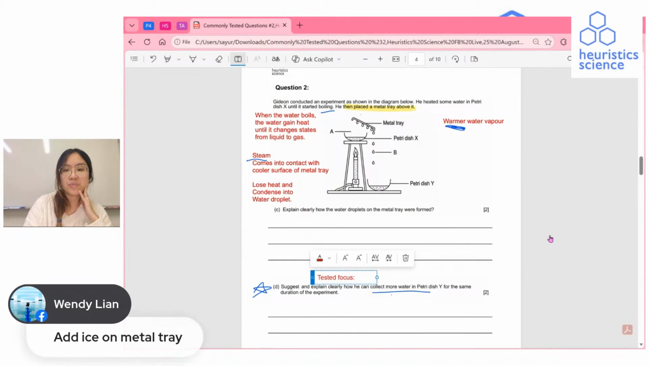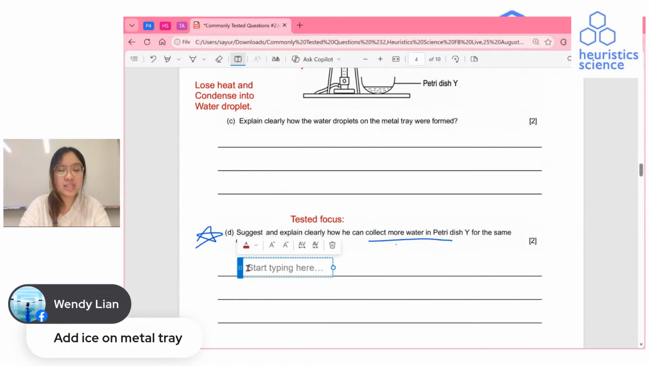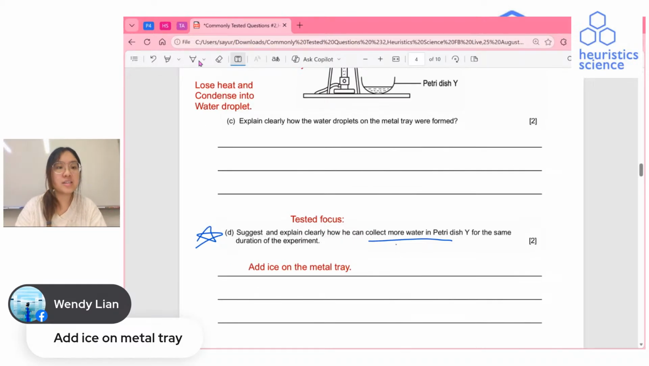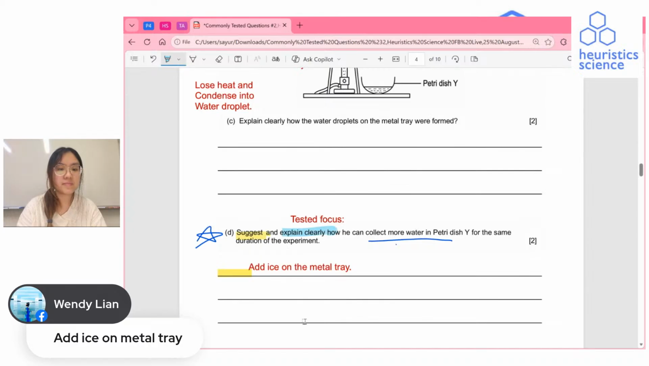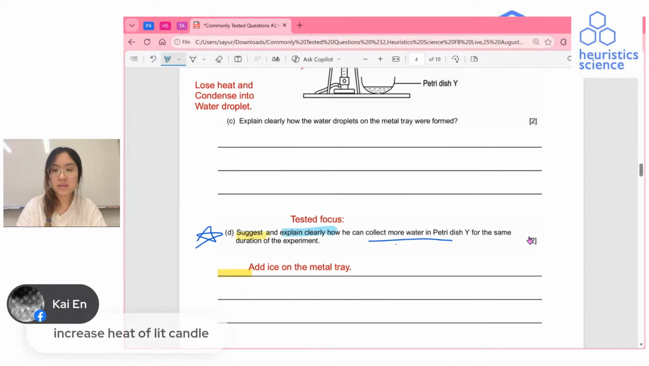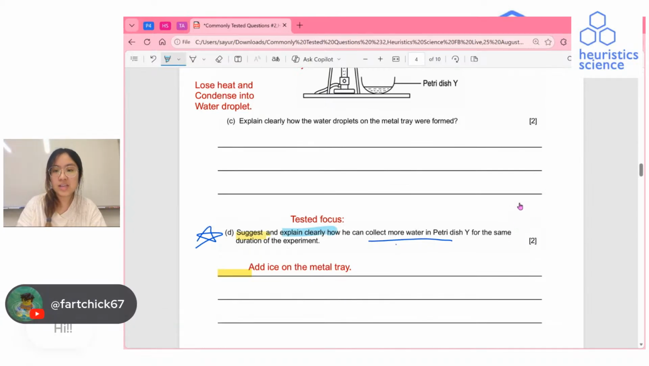What do we have? Okay, we shall put out the suggestion first. The suggestion is to add ice in the tray. You already know that, but how will you explain that? Because the suggestion is add ice in the tray. That's the suggestion, but how to explain? You need to know the tested focus first. Let's see. Increase the heat of the candle.